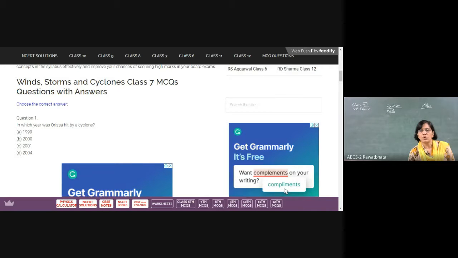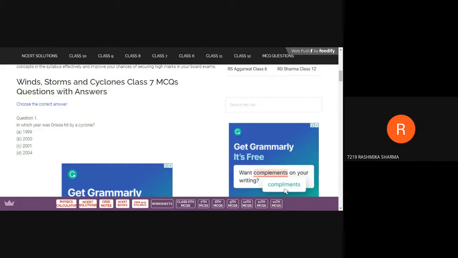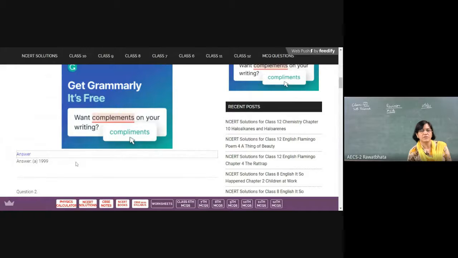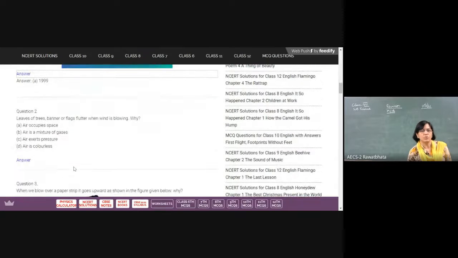Let me see who all can answer me that. It's quite clearly given in our textbook. Rashmika, ma'am, 1999. Let's see its answer. Correct. Question number 2.